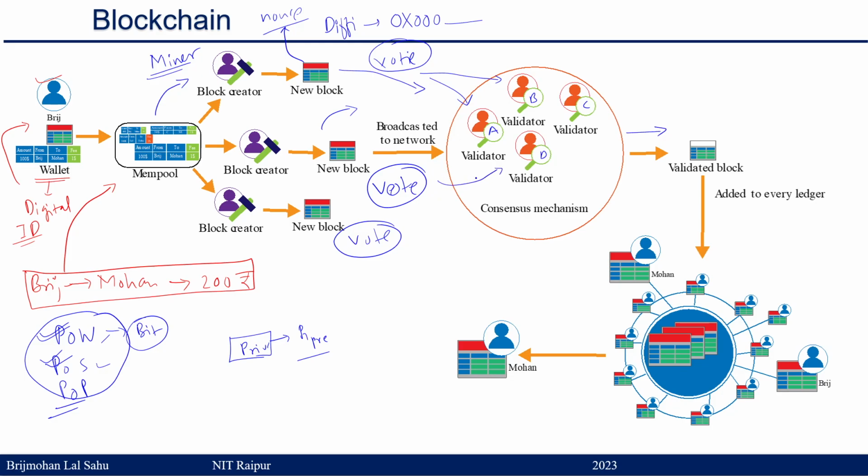Then validator D got that particular block. He also votes for it. Then validator C got this block. He also votes for it. Then they come up with the majority voting.